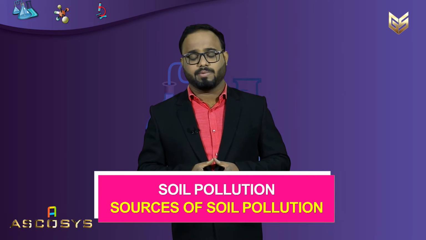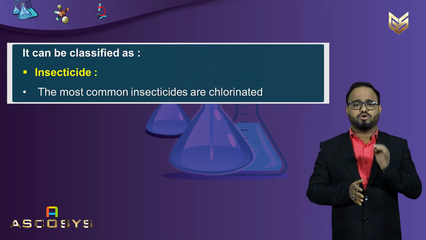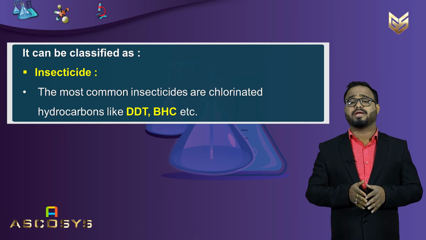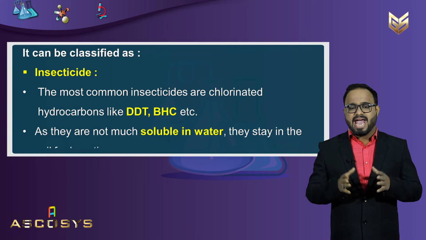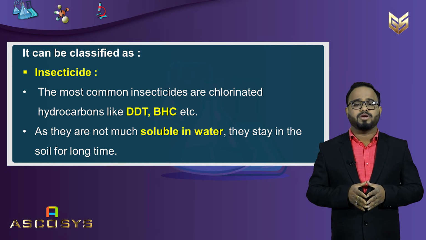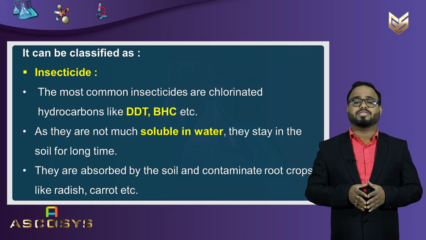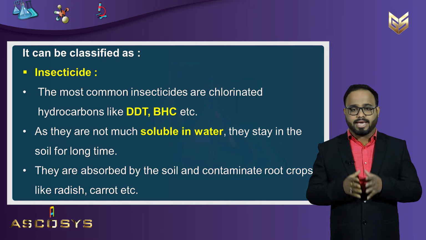Let us see, students, now what is soil pollution and what are the sources of soil pollution. Pesticides. It can be classified as insecticide. The most common insecticides are chlorinated hydrocarbons such as DDT, BHC, etc. As they are not much soluble in water, they stay in the soil for a longer period of time. They are absorbed by the soil and contaminate root crops like radish, carrot, etc.